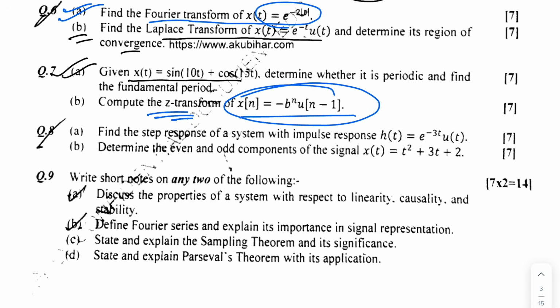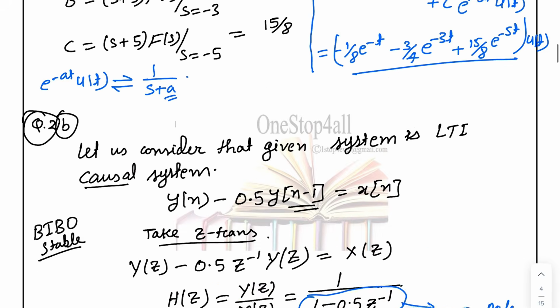Now, question number 8. Find the step response when the impulse response is given. We need to find the step response. Okay. So, we will solve this one.